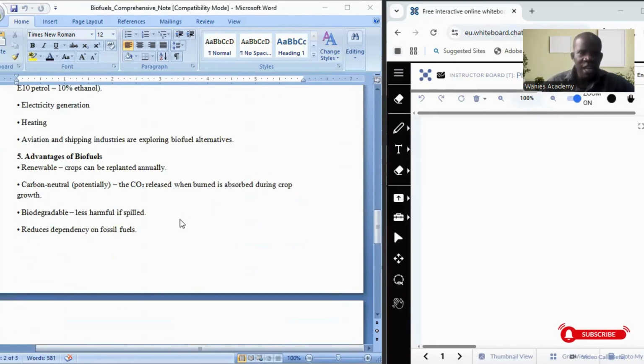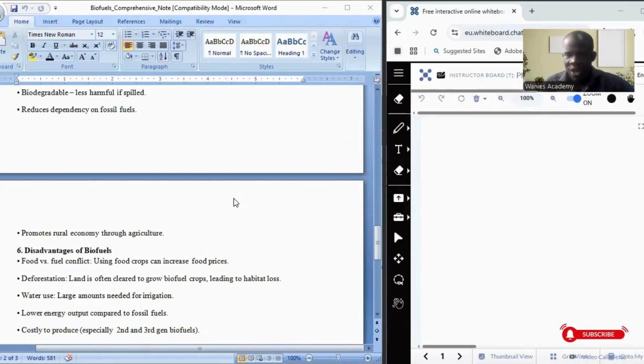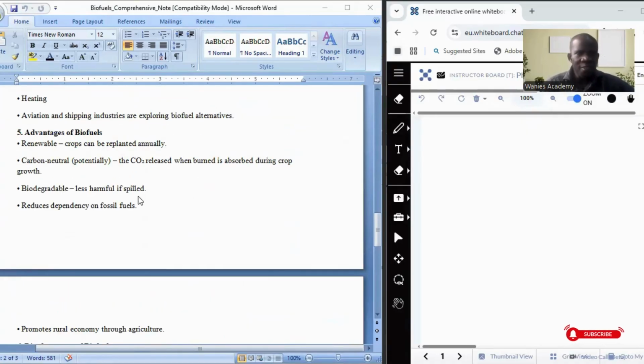Let's move on and look at the advantages of biofuel. We're also going to look at the disadvantages. That is where we're going to end our lesson. Now, the first advantage, one of the most critical advantages of using biofuel, is that it's renewable. It implies that it's environmentally friendly. Crops can be replanted. It doesn't take millions of years to grow. So it's a renewable source of energy.